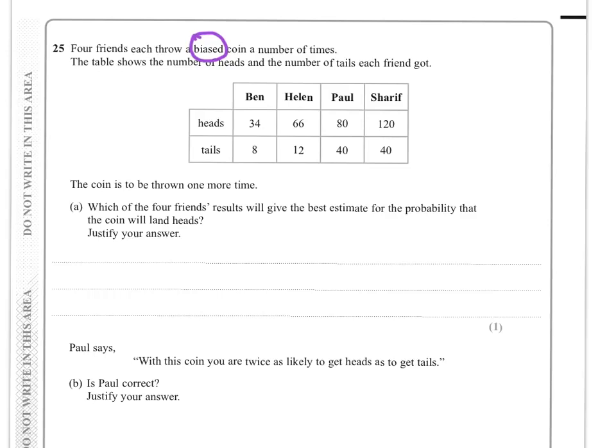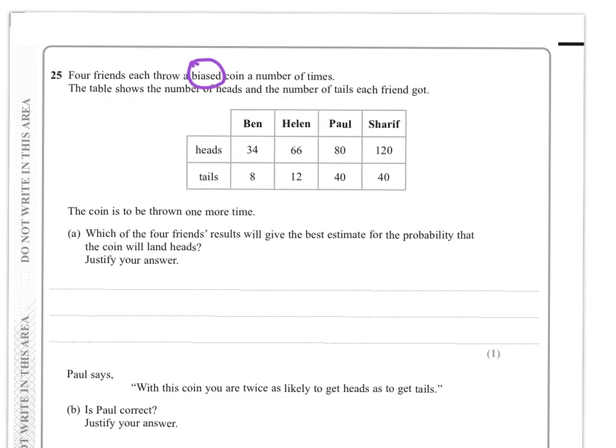Well, when you're working out probability from experimental data, i.e. you've got people in a room and you give them a biased coin and they throw it a number of times, you would generally trust the person who threw it more times. This is because after many trials, if I write this word down here, trials, the more trials you do, the more general your pattern becomes, i.e. it will settle down to some particular value the more you do the trials.